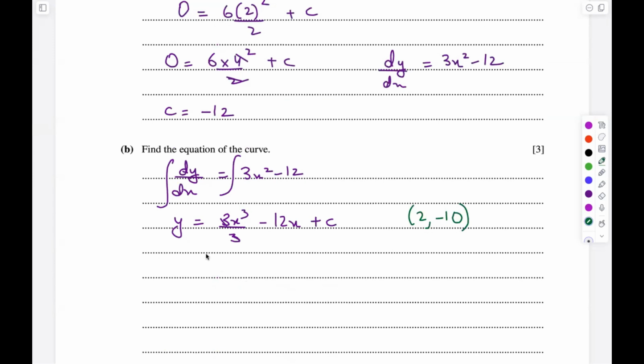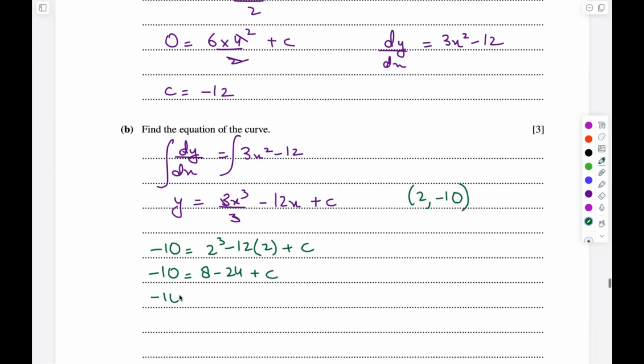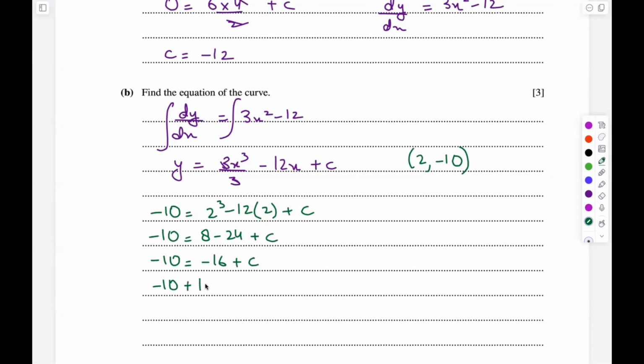So in place of y, we'll substitute -10. So this will become -10 is equal to x cubed, so 2 cubed minus 12 into 2 plus c. So -10 will be equal to 8 minus 24 plus c, which is -10 equal to -16 plus c, or c will be equal to -10 plus 16. So the value of c will be positive 6. Once we have the value of c, we can write the equation of the curve as y is equal to x³ minus 12x plus 6.